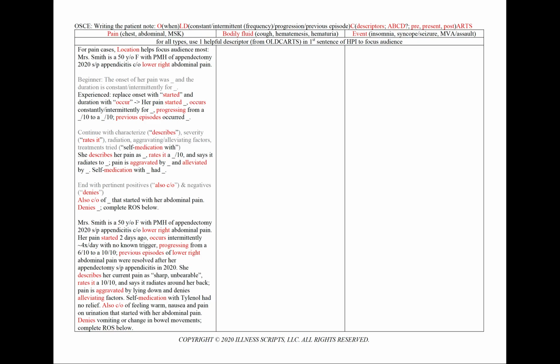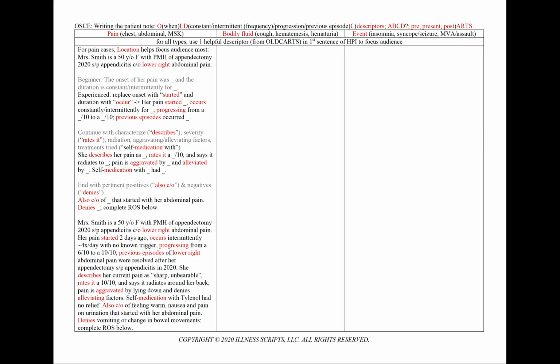We'll continue with characterizing. And again, if you're just starting off, you may see people write their patient notes with the same abbreviations or mnemonics from OLD CARTS or SOCRATES, but a little more advanced, or a little more comfortable, we could write it in a more active form. She describes her pain, she's rating her pain, any radiation, aggravating and alleviating factors, and treatments tried. We'll use self-medication with. And then we end with our pertinent positives and pertinent negatives.